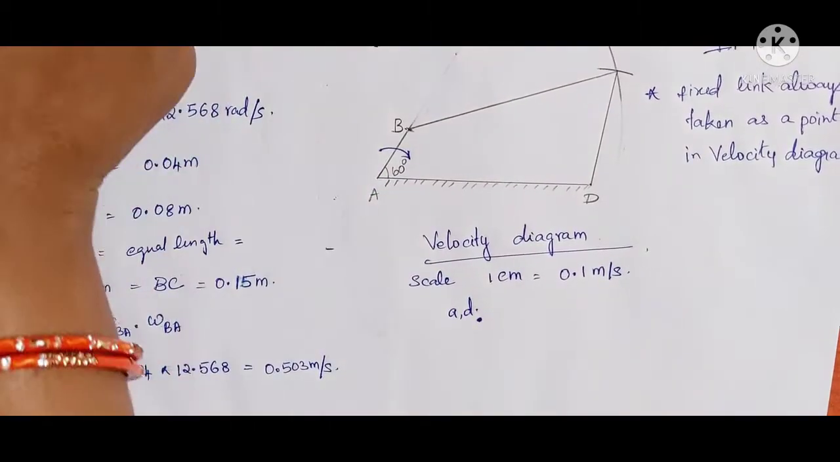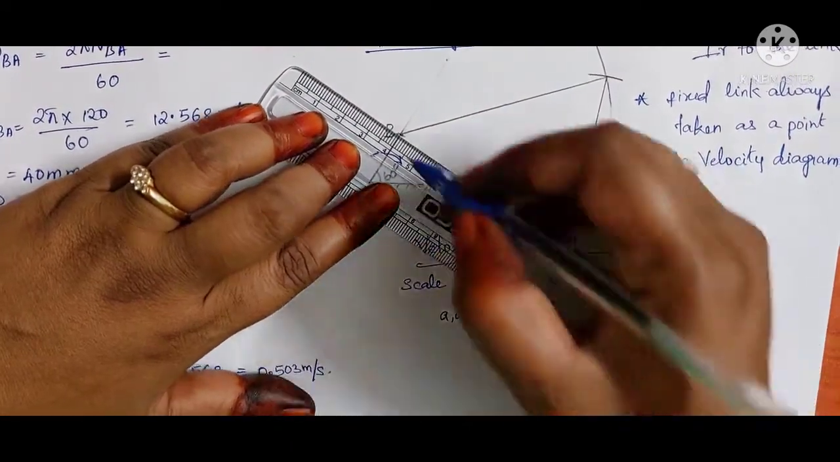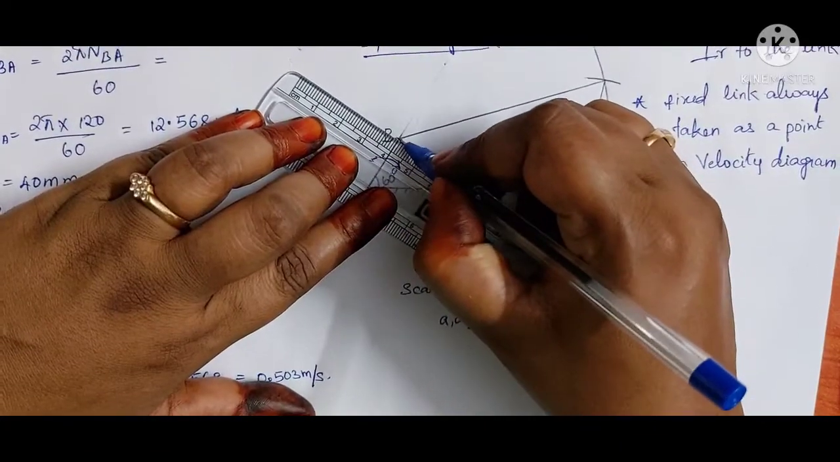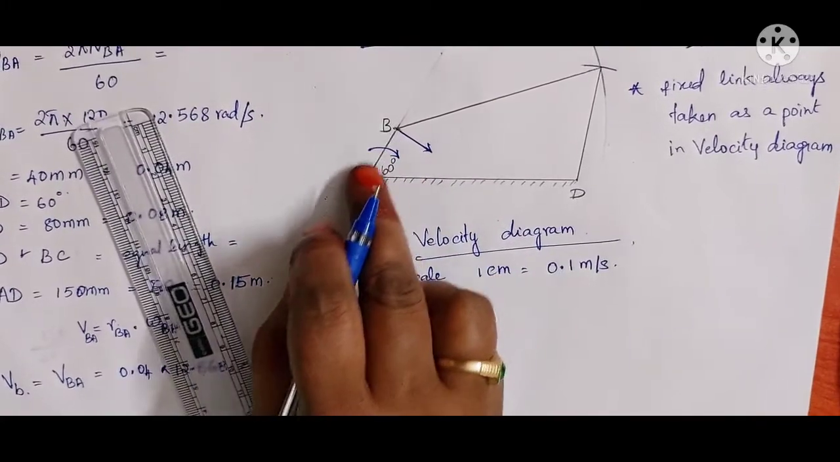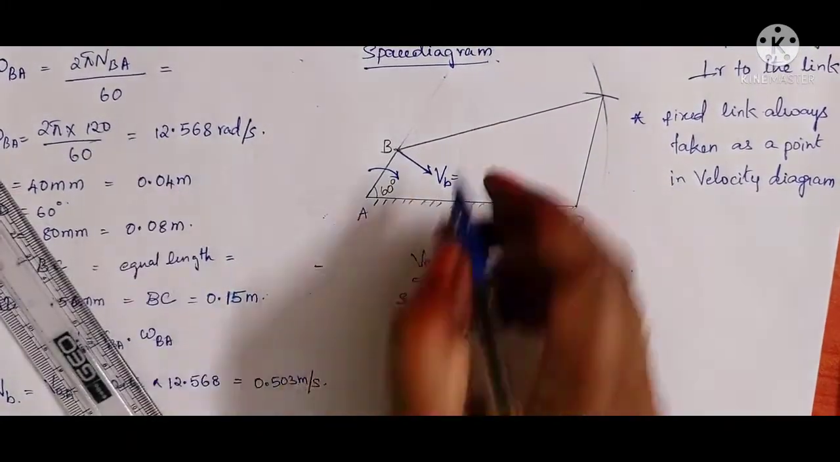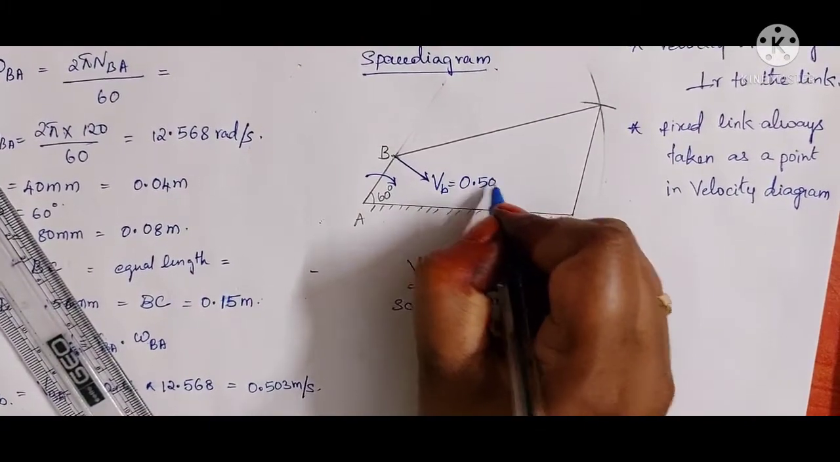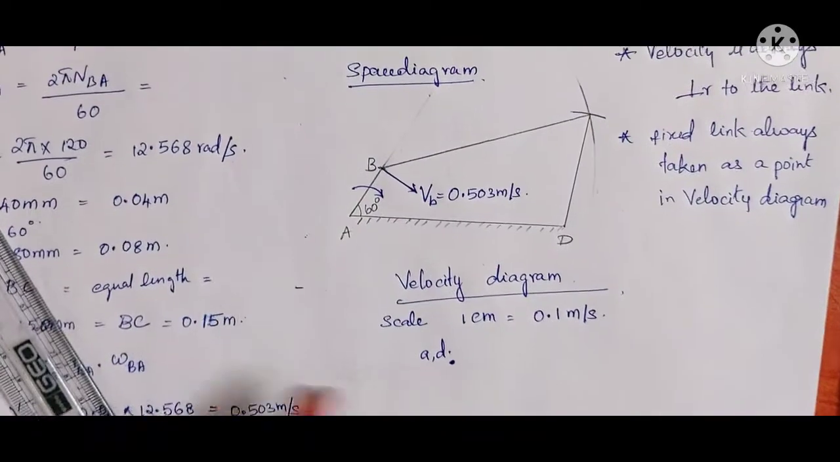If AB is rotating in clockwise direction, you need to draw a perpendicular line like this. So you just draw this perpendicular line for this AB link. This is nothing but your VB. So VB is how much? 0.503 meter per second. So this is the direction to start the velocity diagram.